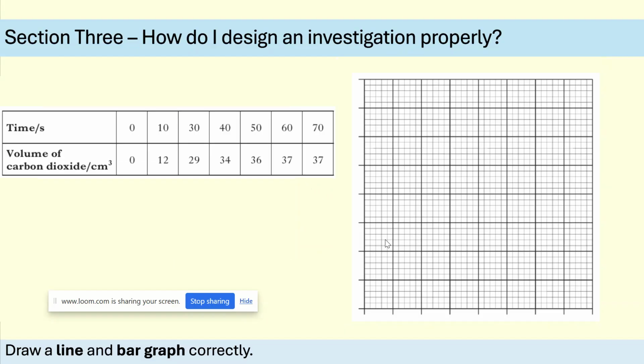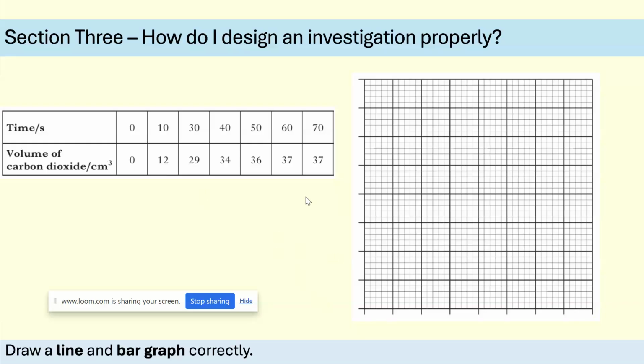Well, the line graph is very similar. Time is the first column, first row, so it goes underneath here, making sure we've got time, brackets, seconds. On the y-axis, volume of carbon dioxide, brackets, centimeters cubed. That's our first mark. Similarly, this goes up to 70 in these 1, 2, 3, 4, 5, 6, 7, 8 boxes. So I'm going to go up in tens, and leave that last one fallow. So 10, 20, 30, 40, 50, 60, 70, 80. We just won't use that last bit.